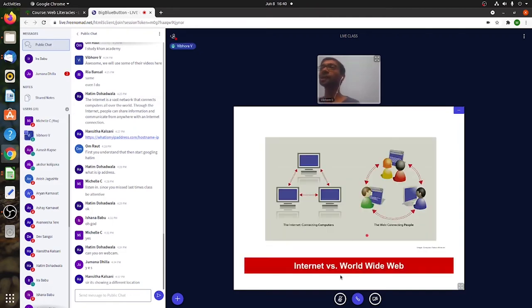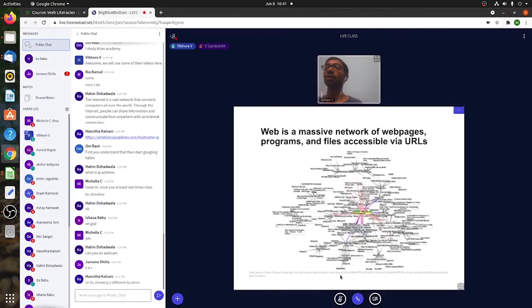Again, I'm just going back to this slide, just so that you understand. Here we are connecting computers. This is the internet. And when people and the content they create get shared and connected, that becomes the web. Now, who invented the web? Anyone knows? Don't do a lookup right now, because I'll give you the answer, okay?